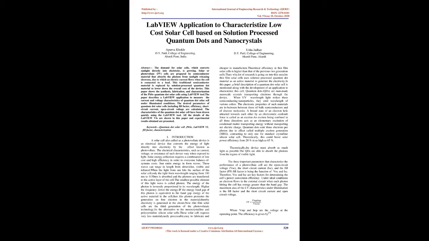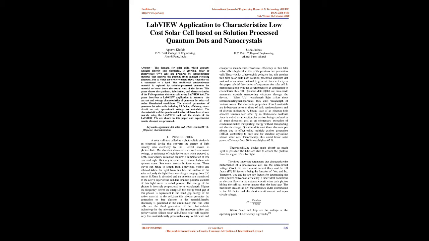The sun emits energy in the form of waves. These waves can range in length from ultraviolet, visible, and infrared. When the light from the sun hits the surface of the solar cell, only the light with wavelength ranging from 350 nm to 1150 nm is absorbed and the photons are transferred to the active layer of the cell. The smallest possible element of this light wave is called a photon. The energy of the photon is inversely proportional to its wavelength. Higher the frequency, higher the energy. If the energy of this photon is equivalent to the bandgap energy of the active material in the cell, then this photon promotes the generation of a free electron in the material, thereby electricity is generated in the circuit.